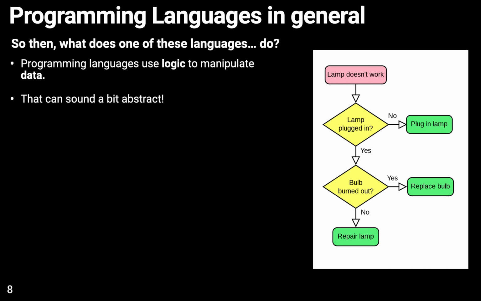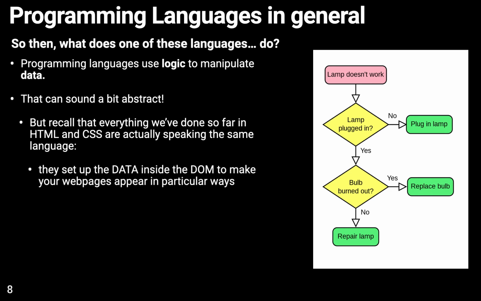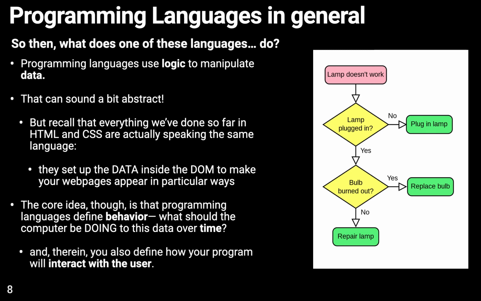It sounds a little bit abstract, but recall that everything we've done so far in HTML and CSS is actually speaking that same language. Remember the DOM. These languages set up the data inside of the DOM to make your web pages appear in a particular way. So the core idea is that programming languages define behavior by doing this: what should the computer be doing to this data over time? And then from there, you also define how your program will interact with the user.